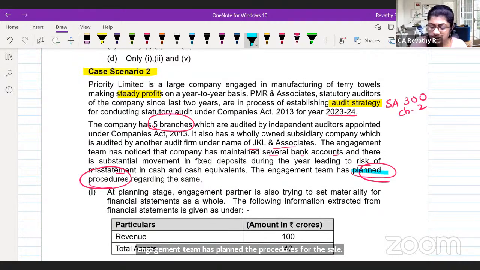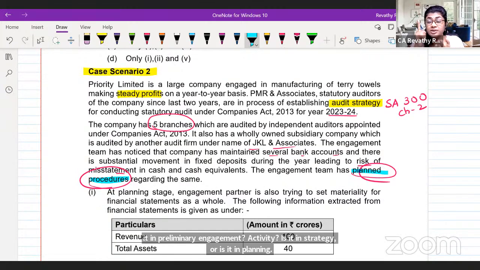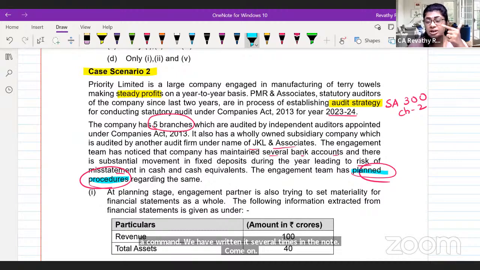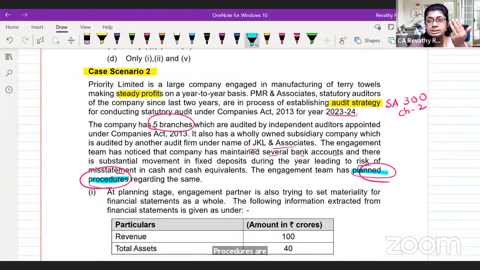The procedures are done in which phase? Is it in preliminary engagement activity? Is it in strategy? Or is it in planning? Come on, we have written it several times in the note. Is it in strategy, plan, or is it in preliminary engagement activity? In strategy, it is resources. Whereas, very good, procedures are in plan. Now keep your notebook open, no?